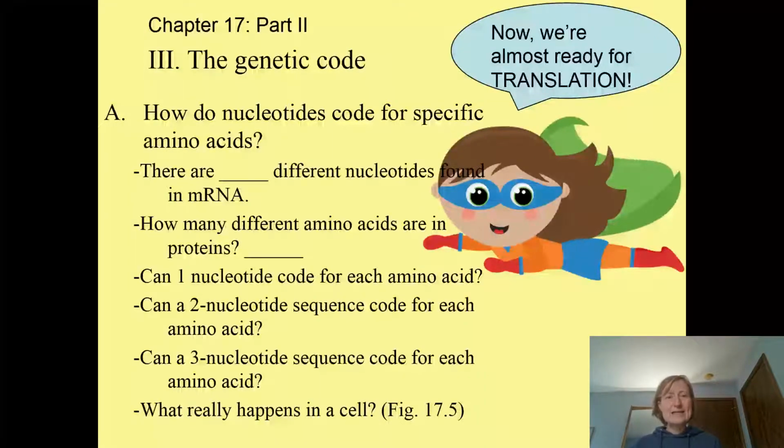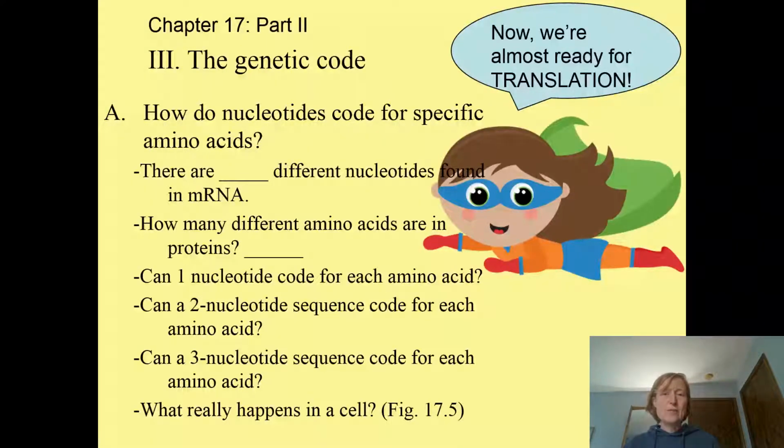almost ready for translation. So now we're thinking about how does a code of nucleotides somehow get translated into specific amino acids? Because that's what happens in translation, right? Our nucleic acid RNA gets translated into amino acids.